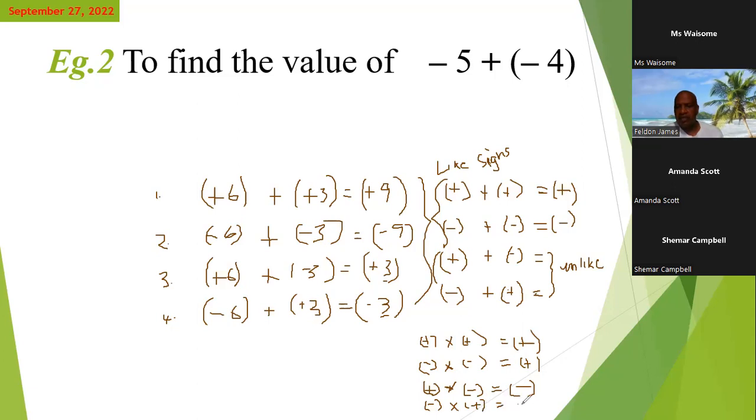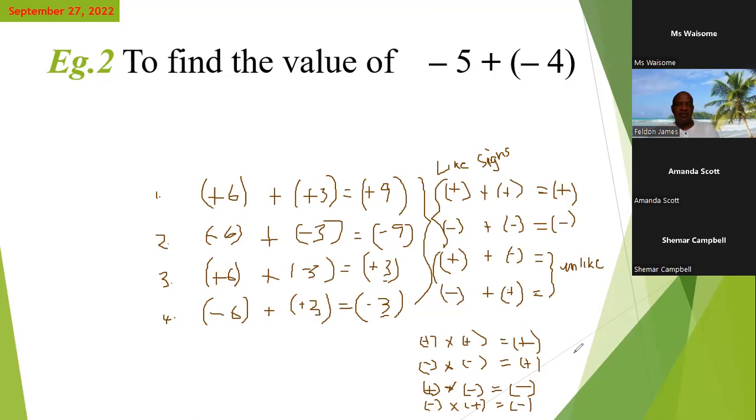So notice here, the rules when we are multiplying are different from the rules when we are adding. If you are multiplying two positives, you get positive. If you are multiplying two negatives, you get positive. But if you're multiplying a positive and a negative, you always get negative.